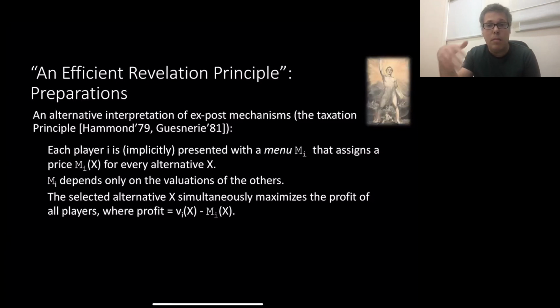Each player i is implicitly presented with some menu m_i. This menu m_i is simply a function that assigns a price for each possible alternative. So m_i(x) is the price of alternative x. This m_i depends only on the valuations of the others. And what happens in a truthful mechanism, in an ex post mechanism, is that the selected alternative x simultaneously maximizes the profit of all players. And profit is simply value minus price in the menu. Okay? So each player is implicitly presented with a menu. Each of them selects an alternative that maximizes his own profit, and somehow they all select the same alternative.